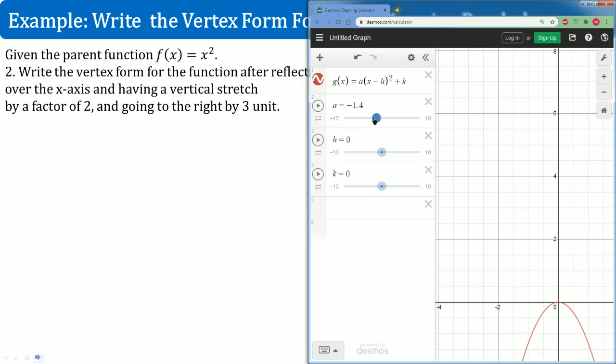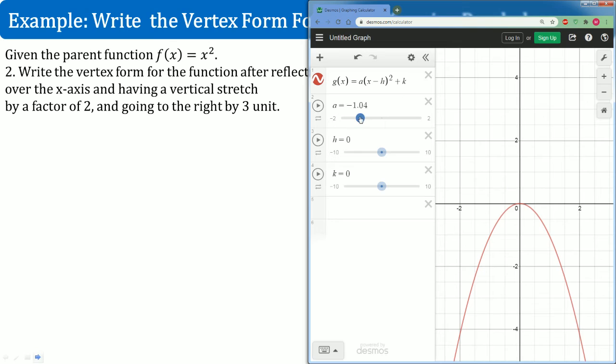So if I increase it, is it stretching? No, that is compressing. So it goes from here and so we want it to vertically stretch, okay? So if you stretch it, it gets wider. Do you see that? Perfect. So it's going to be a half because that is the factor of 2. Okay. Then we're going to go right 3.